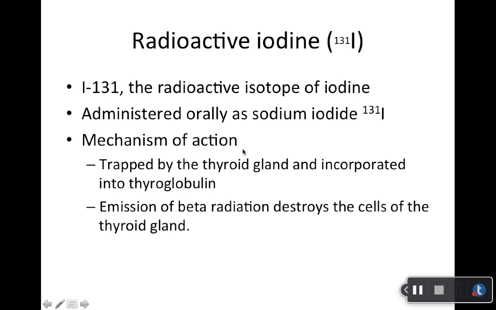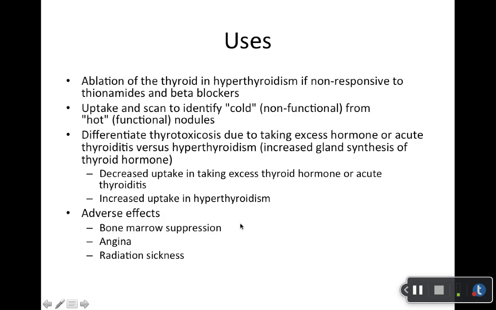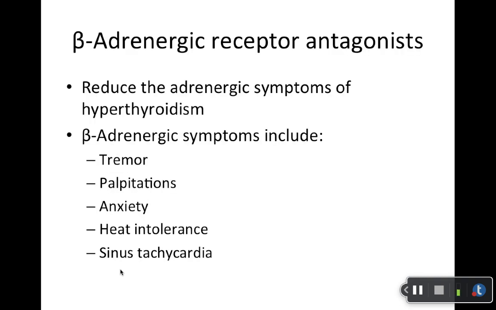So this actually goes and it's trapped by the thyroid gland and incorporated into it. And then it destroys the cells of the thyroid gland. So its uses are for the ablation of the thyroid. And this is for hyperthyroidism where they are non-responsive to your PTU and your methimazole and beta blockers. It can also be used for scanning purposes, and it's for diagnostic purposes as well. So look through those. And then adverse effects: bone marrow suppression, angina, radiation sickness, rare but serious. So those are all ones you have to be concerned with.